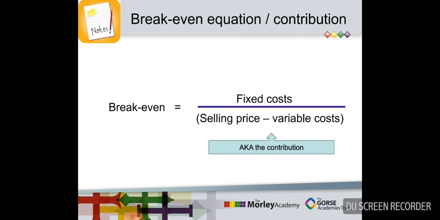So remember, break even is, a previous example was about hotel rooms, so it's the number of hotel rooms or the number of products made or the number of products that the business is able to produce. So selling price minus variable costs, that's also known as the contribution, because it's the contribution to cover fixed costs. But you'll be given three figures: selling price, variable costs and fixed costs, and you just need to be able to work out break even from that using this formula.